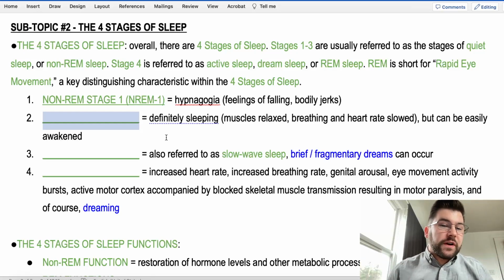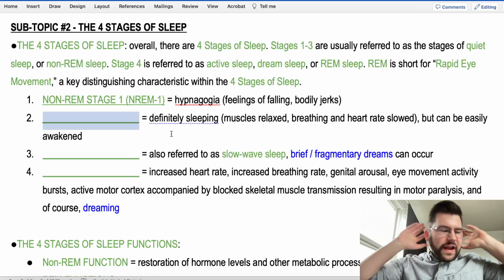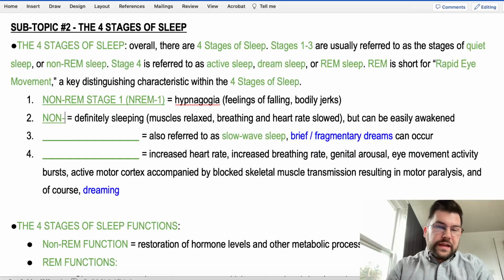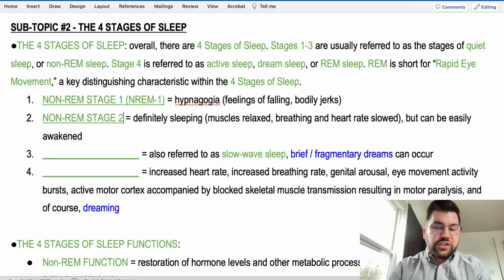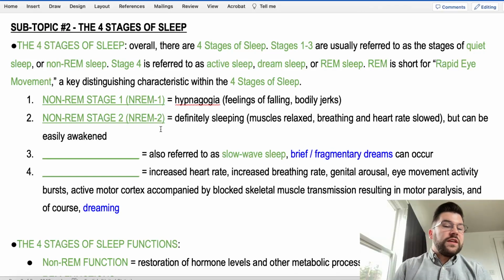But let's go one stage deeper, right? Maybe an hour into starting to fall asleep. When you're definitely sleeping, your muscles are all relaxed. Your breathing and your heart rate are both slowed. Your body temperature is usually coming down a little bit. You're really not actively hearing anymore. All of your senses have pretty much shut off, at least consciously at this point. We're going to that altered state of consciousness, but you can still be easily awakened. This is referred to as non-REM stage 2, abbreviated as NREM 2. Those abbreviations really make it a lot shorter, a lot easier to work with.